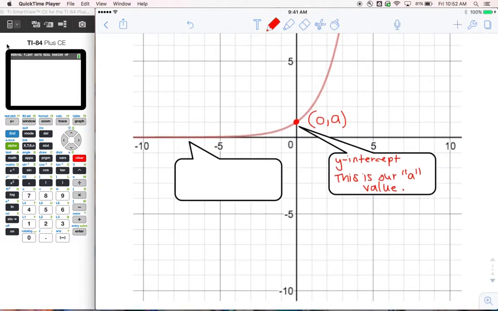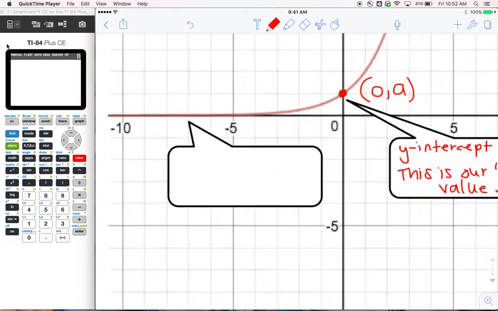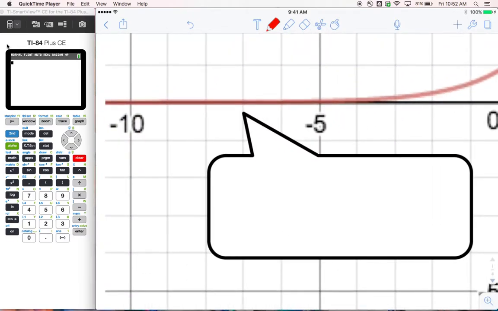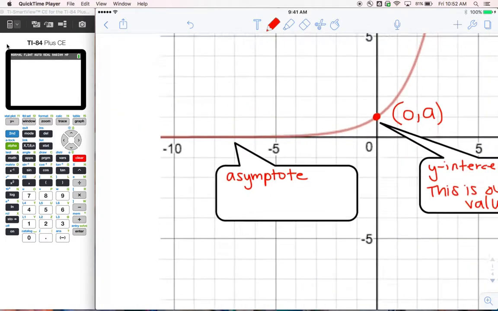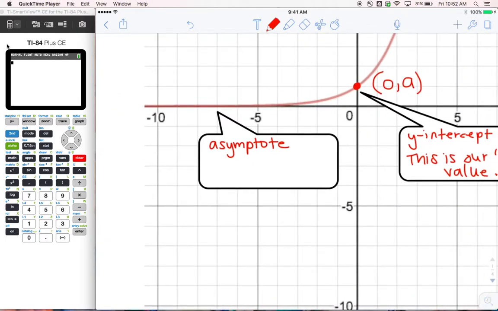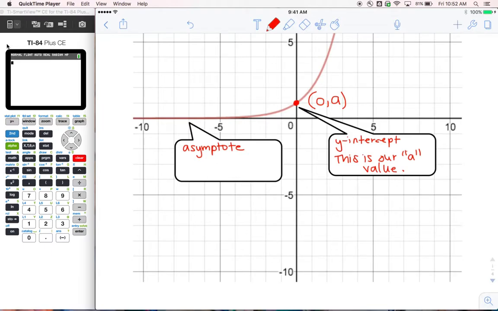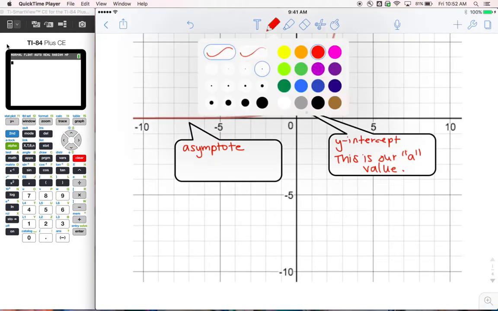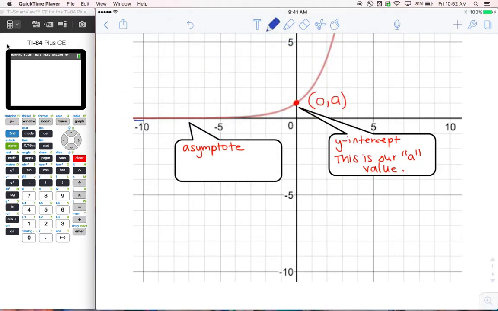Now we've got to talk about what this bubble is pointing to. I want you to write down a word, and this may be a new term for you, and the word is asymptote. It's a weird spelling, I know. This is pointing to what we call an asymptote. I thought I would demo what is going on here. The asymptote is a line where our graph gets really, really close to it, but doesn't actually touch it. So I'm going to draw the asymptote on this graph. It's this line right here.